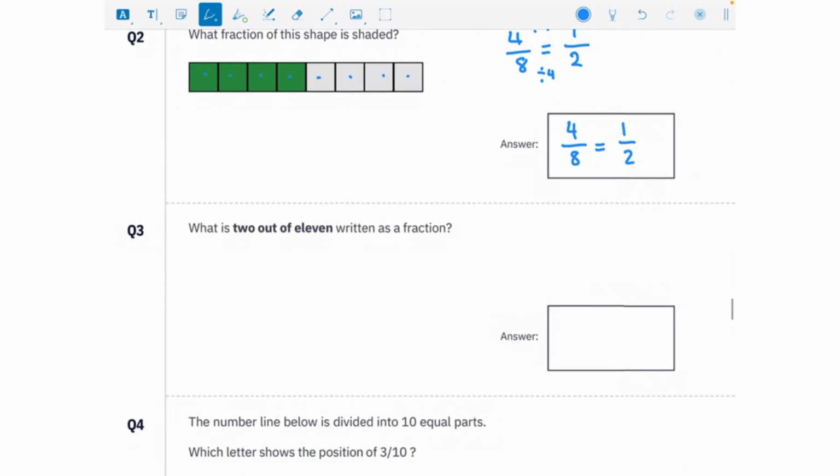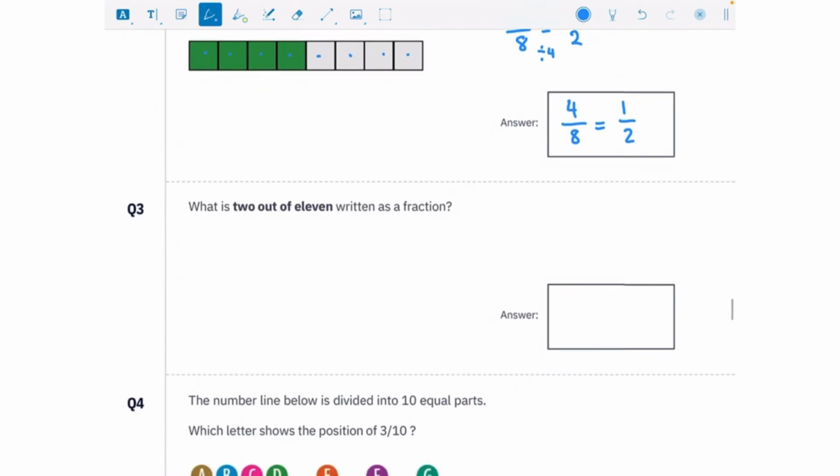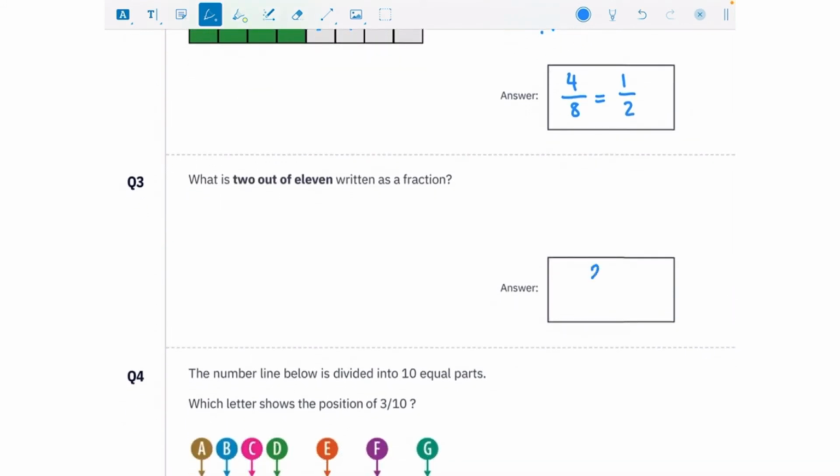What is 2 out of 11 written as a fraction? So we're just quite simply going to put 2 out of 11. We can't simplify that fraction, so that's fine. They've not got any common factors, nothing we can divide them both by to give a whole number answer.